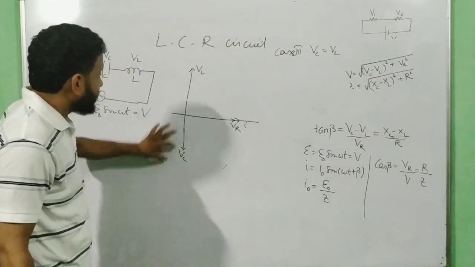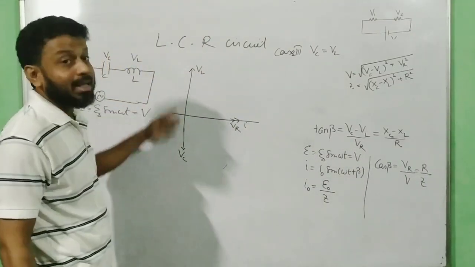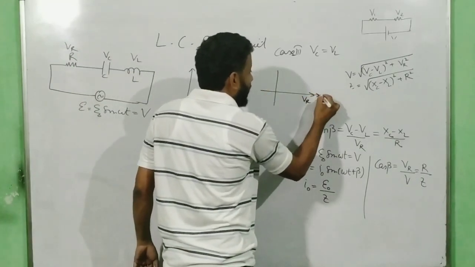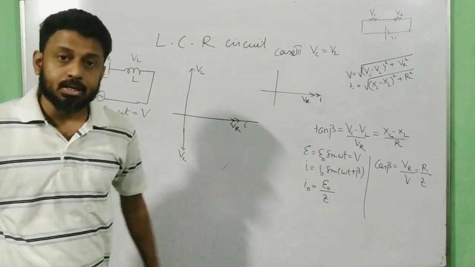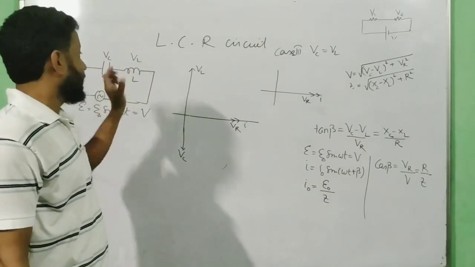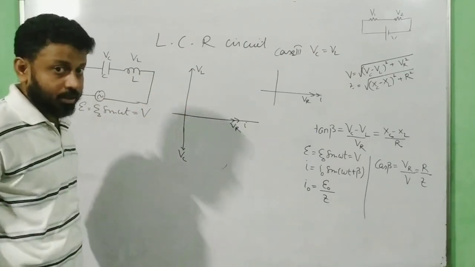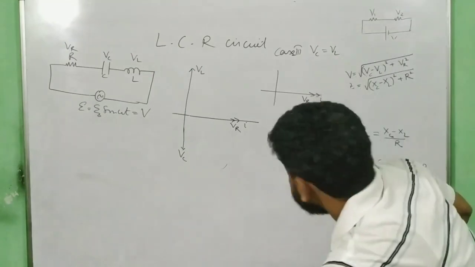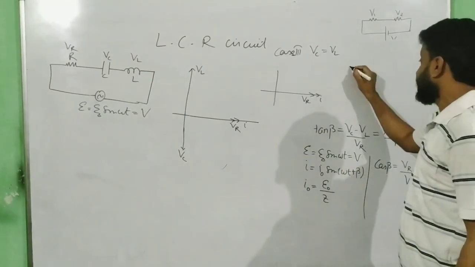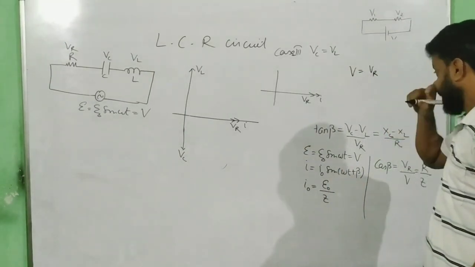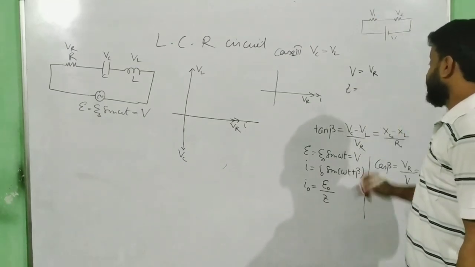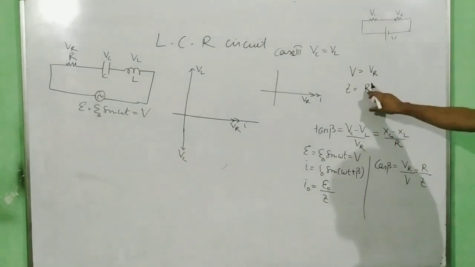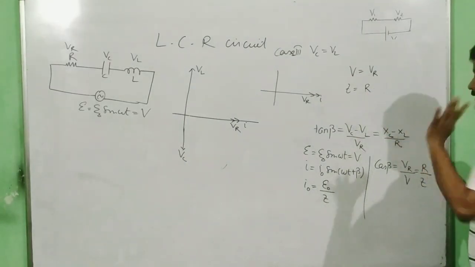When your VC and VL are the same, what happens in the y direction? They cancel each other. So if they cancel each other, only VR survives. The potential here and the potential here have subtracted each other, and the net V is only VR. So I can rub this part and just say that the net V is equal to VR. What about the net impedance? Net impedance will also be equal to R.